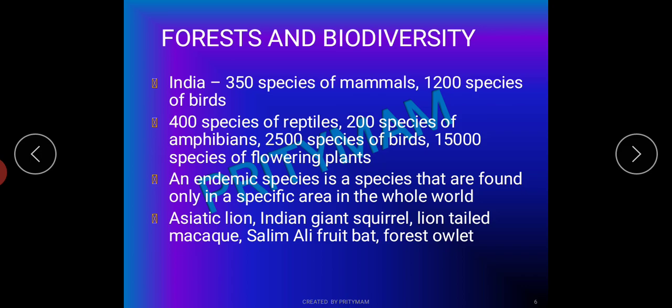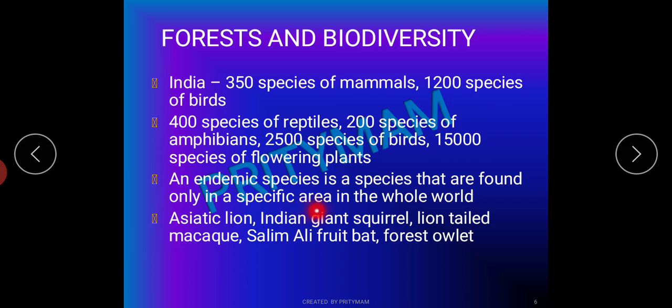An endemic is a species that is found only in a specific area in the whole world. They are not found everywhere in the world. And India is the home of many endemic species. If we talk about the Asiatic lion, the Asiatic lion is endemic. And where is it found? It is found in the Gir National Park in Gujarat.